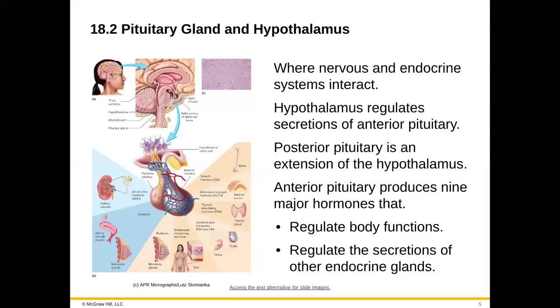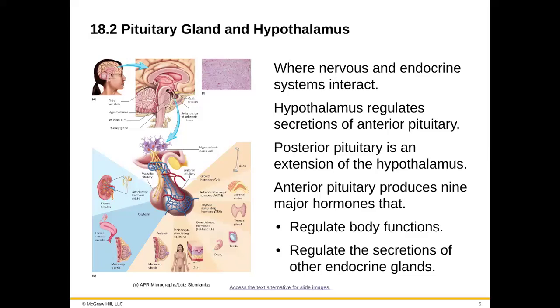This is 18.2, where we're going to talk about the pituitary gland and the hypothalamus. So this is where we have an interaction between the nervous and the endocrine system. The hypothalamus plays a huge role in regulating the secretions of the anterior pituitary gland. The posterior pituitary gland, on the other hand, is an extension of the hypothalamus, and that has to do with where it was derived embryologically.